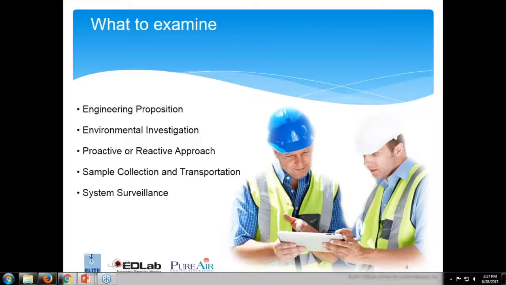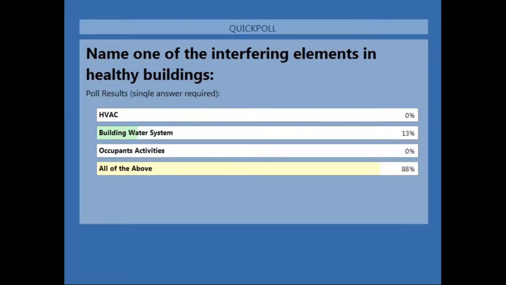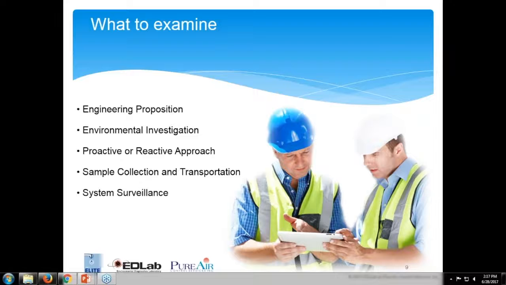Alrighty, and I'm going to close that poll out. The answer was all of the above. HVAC system, the building water system, and occupant activities all contribute to the interfering elements in a building.